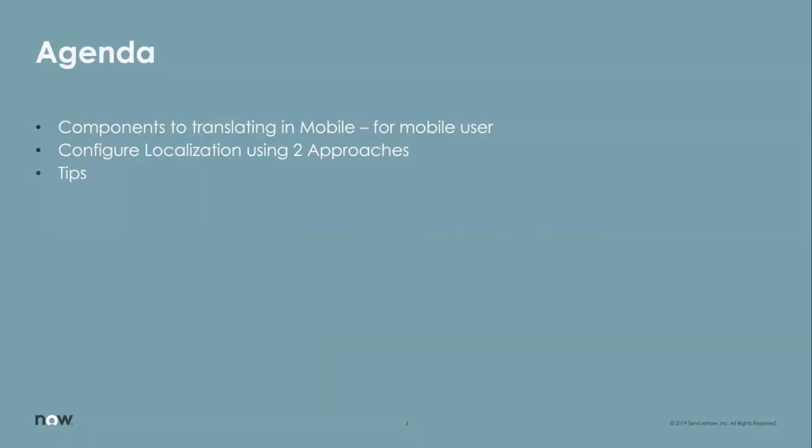There are really three parts to this agenda. As Charlie mentioned, this is very much a live configuration. So pretty much everything I'm going to do is going to be based on going to the instance, doing some quick configuration, showing my mobile phone and going back and forth. But we'll talk a little bit about some of the components to translating in mobile. There are really three, the way I look at it. And then I'll go through two different approaches to do localization. That gives you a little bit of flexibility. Sometimes one method works better than the other.